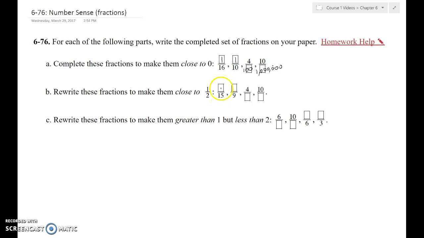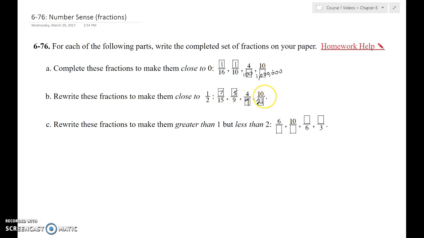Close to a half, so it doesn't want a half. So if I had 7 or 8 fifteenths, that's close to half. 7.5 fifteenths is exactly half. 4 or 5 ninths, 5 out of 10 would be 1/2. I could get exactly 1/2, but they didn't ask us for that. So 4 out of 9 is close enough for me. And let's do 10 out of 21. 10/20ths would be 1. So 10/21 gets me pretty darn close to a half.